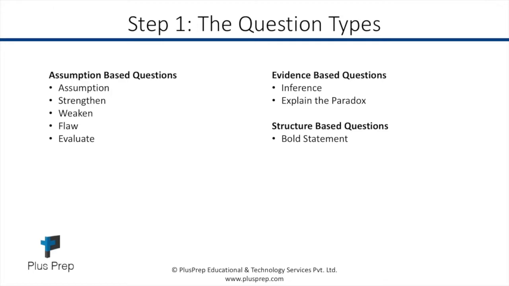Assumption-based questions are based on something called an argument. In other words, your stimulus is an argument in assumption-based question types. What does that mean? We will talk about that shortly. These assumption-based questions expect you to find something called an assumption from the argument or the stimulus in this case. And this question type forms about 70% of all the questions you'll see in critical reasoning.